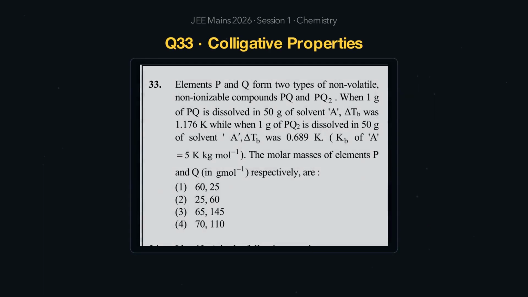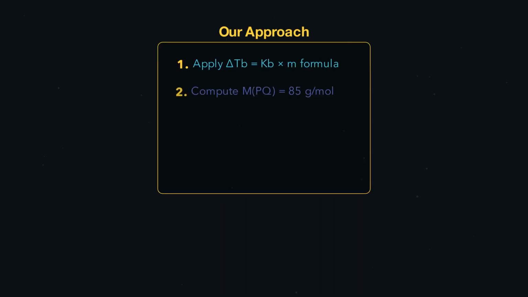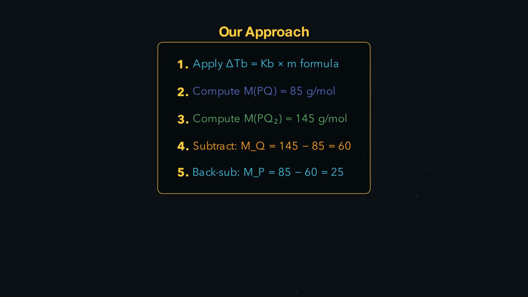2 mysterious elements. 2 compounds, and a boiling point clue that reveals both atomic masses at once. Here's our approach. We're given that both compounds are non-volatile and non-ionizable, which means boiling point elevation applies directly, with no dissociation correction. We'll use the elevation formula to find the molar mass of each compound separately. Then we'll subtract the two results to isolate Q, and back substitute to find P.